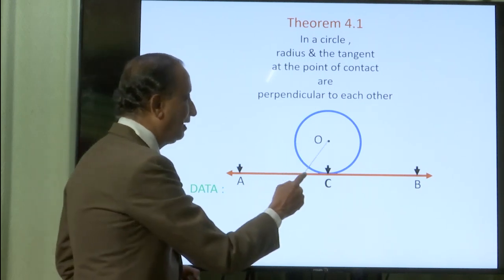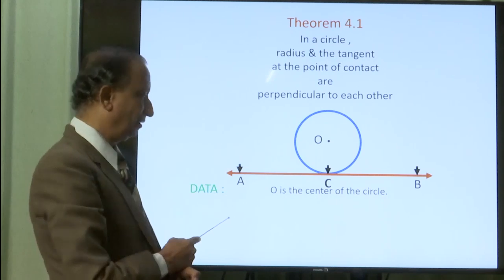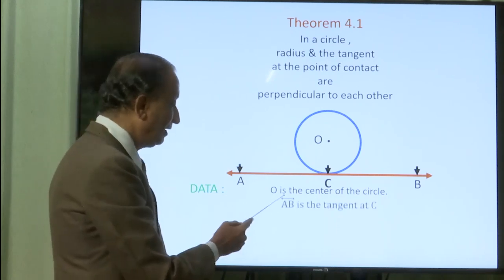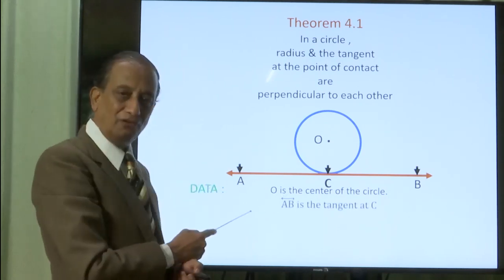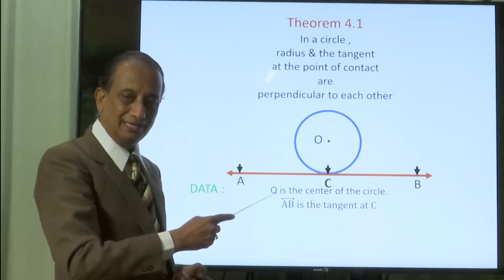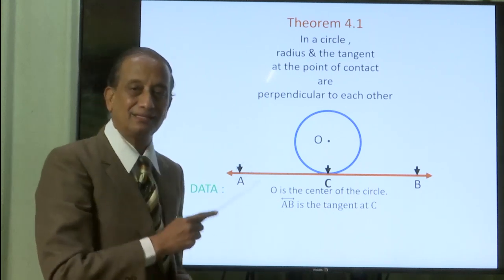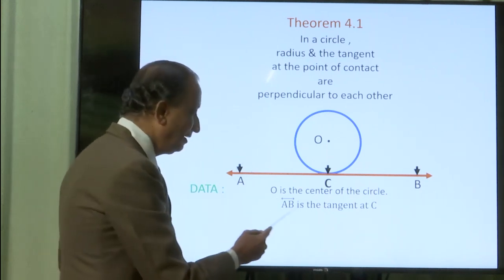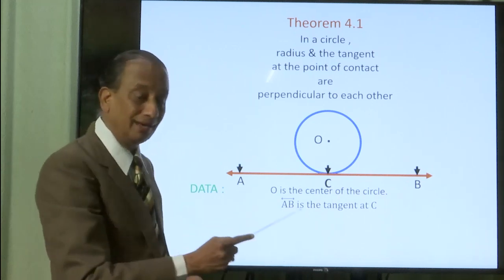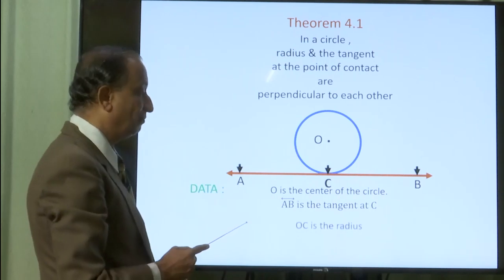So, the first point is O is the center of the circle. The second point is, look, this is the symbol for straight line. Write AB on the top, draw a line segment with 2 arrow marks on either side, and read it as straight line AB. Straight line AB is the tangent at C. So, C is called the point of contact.